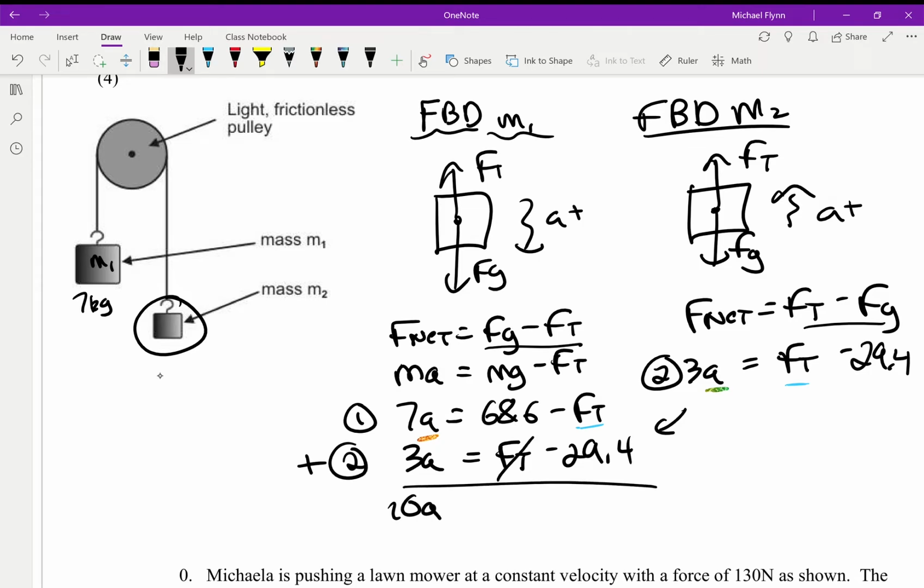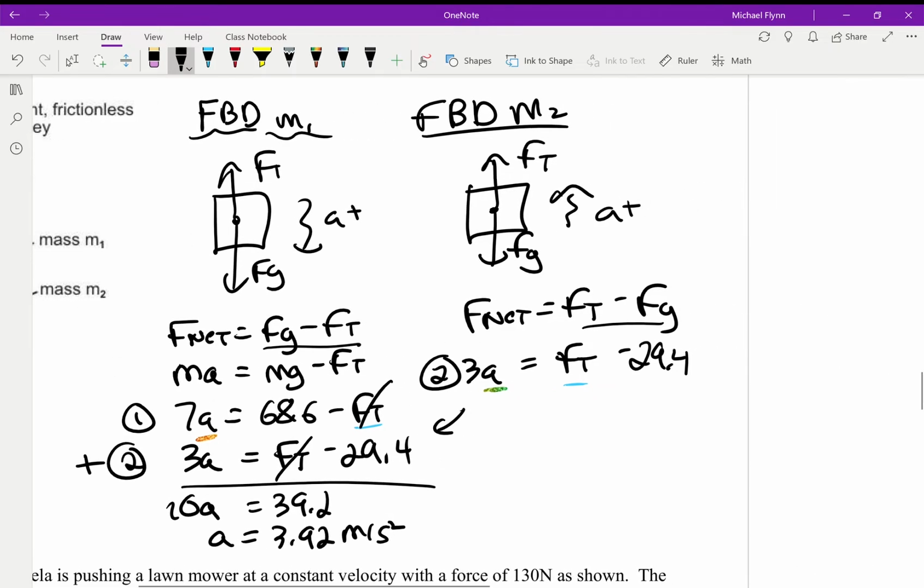10A, those 2 go away when you add them together, because negative Ft and positive Ft will cancel when you add them. And I get 68.6 minus 29.4. So that's 39.2. So therefore A is 3.92 meters per second squared.